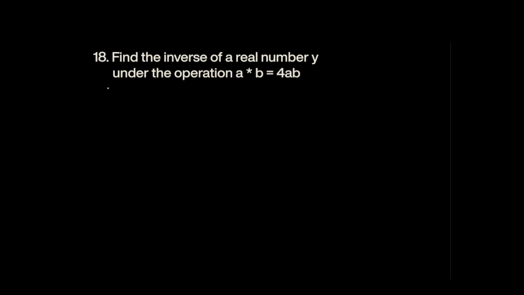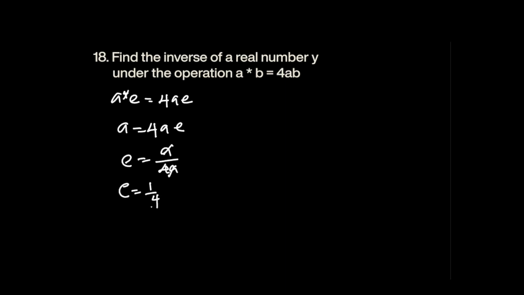So the first thing is that you should find the identity first. To find the identity, we have that A operation E is equal to 4AE. Since this is going to give us A, we have that A equals 4AE. So E is equal to A divided by 4A, so that this and this can cancel. And we have that E equals 1 over 4. So this is the identity element, 1 over 4.